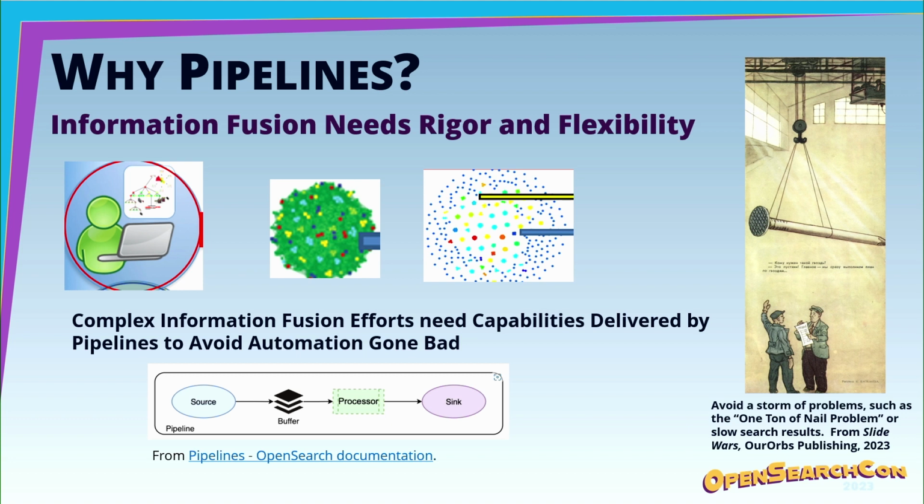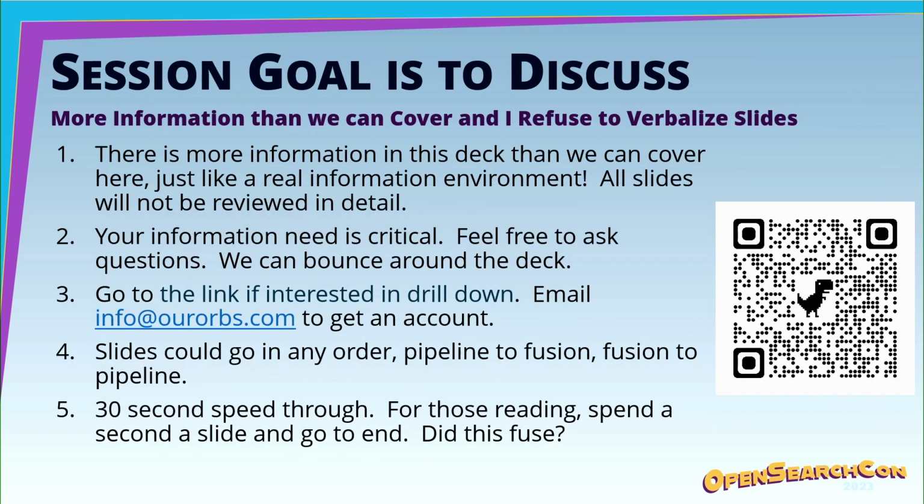But this is one of the reasons information fusion really requires rigor and flexibility. You have to know the units you're talking about, and we really don't have time for those types of mistakes. So why do you need pipelines? Because you don't want to end up with a 1-ton nail.